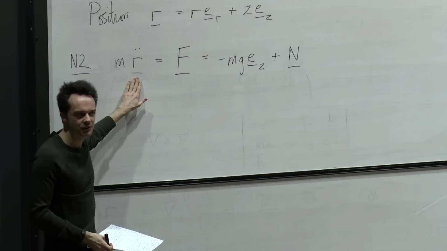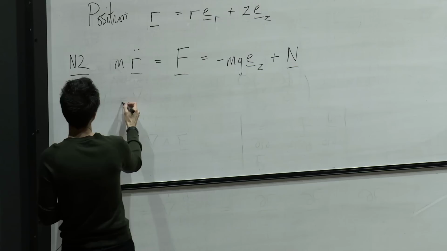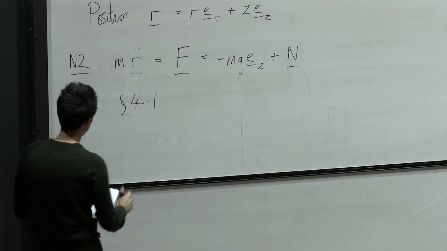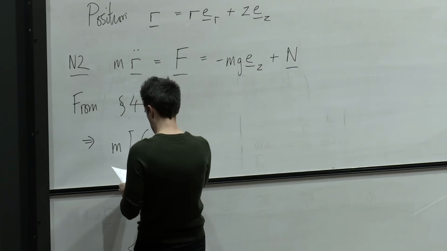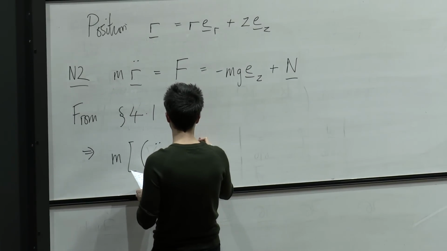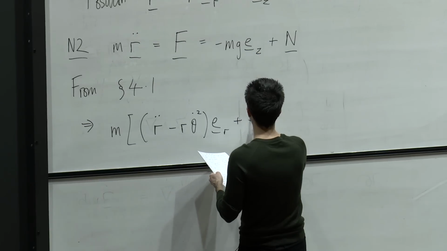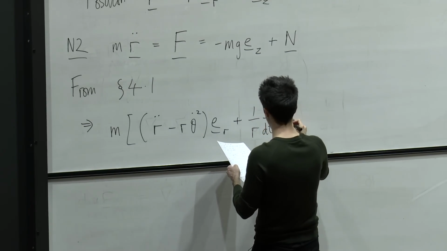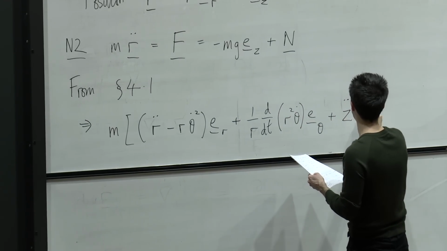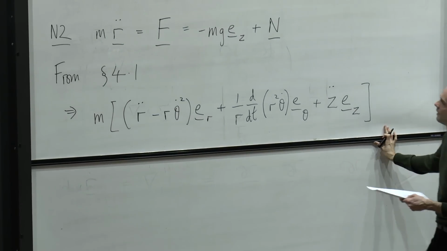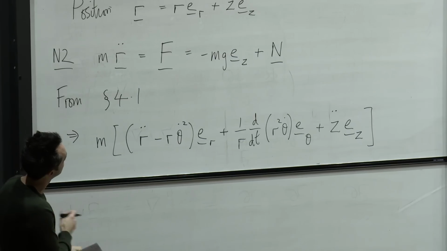The next step is to write acceleration here in terms of our cylindrical polar coordinate basis, and we can do that using the results from section 4.1, earlier in the course. So that allows us to write the left-hand side as mass, and then in brackets, scalar r double dot minus r theta dot squared, Er, plus 1 over r d by dt of r squared theta dot e theta plus z double dot Ez. So that's the left-hand side of the equation. In particular, in the square brackets, that's just acceleration in cylindrical polars.